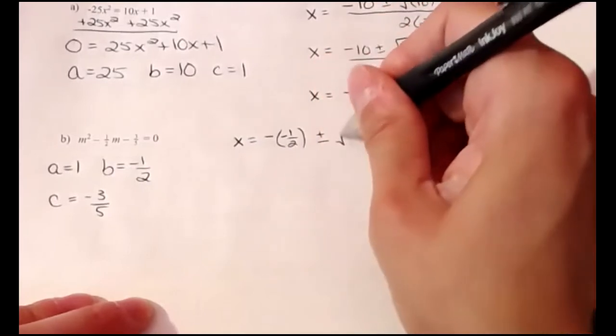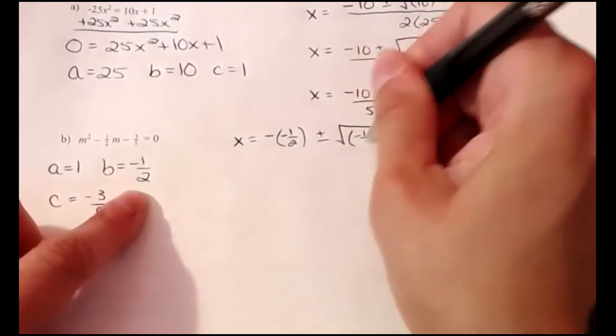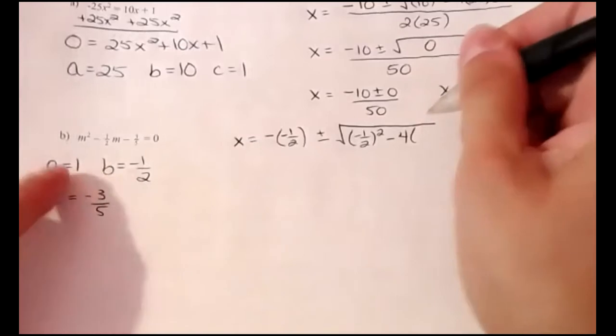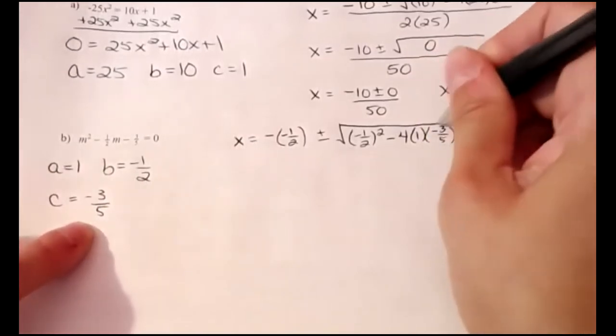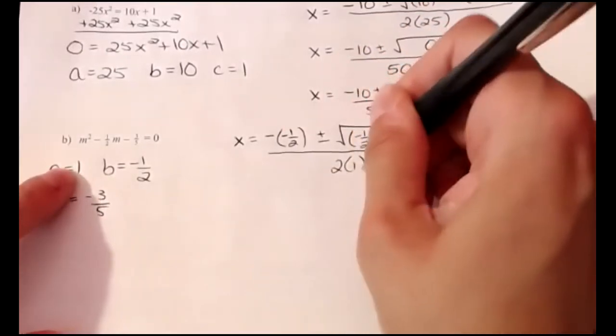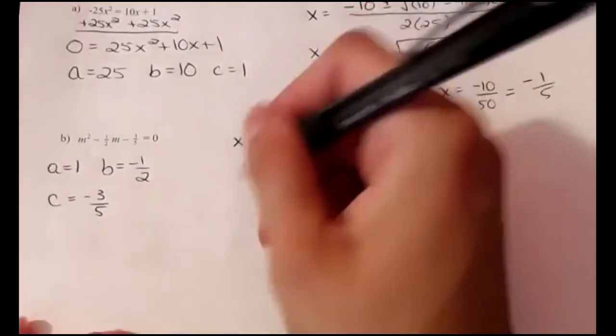plus or minus square root of b squared, so that's a -1/2 squared, minus 4 times a times c, all over 2a. Okay, that ended up being not too bad. Now all we have to do is just evaluate. So -1/2, that's a +1/2.